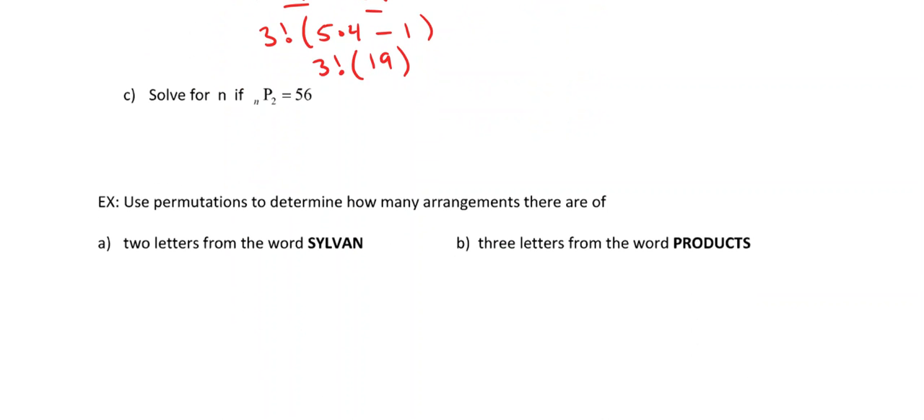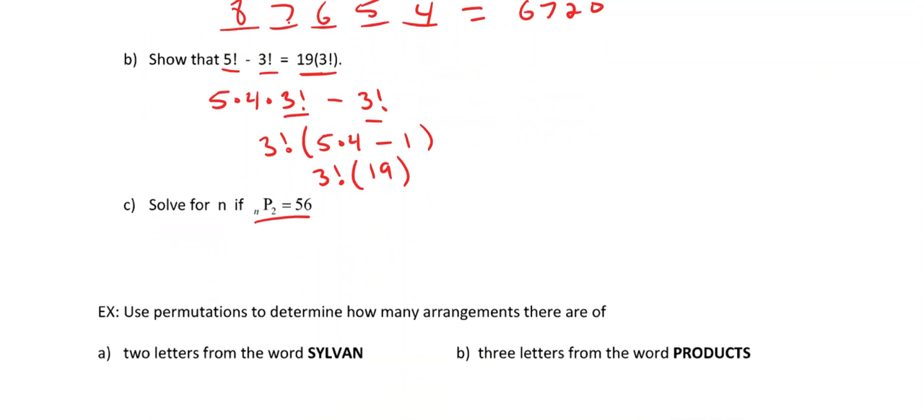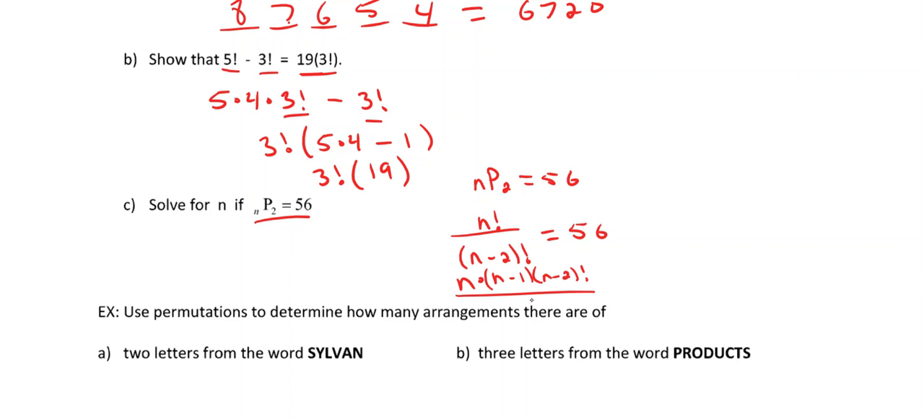Okay, so now it's written in this form and it wants us to solve. This isn't going to be very useful the way it's currently written. So what I'd rather do is write out our equation, right? So that's going to be n P 2 is equal to 56. So I'm going to rewrite this guy as n factorial over n minus 2 factorial is equal to 56. So now I want to have n minus 2, so I'm going to expand the top. This would be the same thing as n times n minus 1 times n minus 2 factorial over n minus 2 factorial is equal to 56.